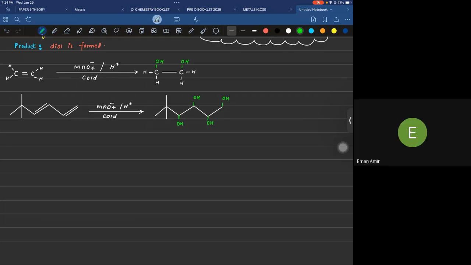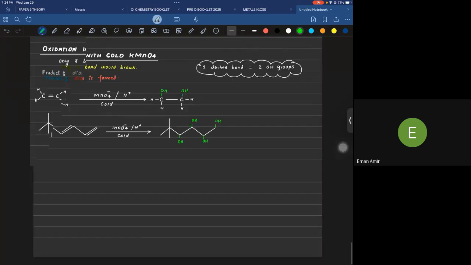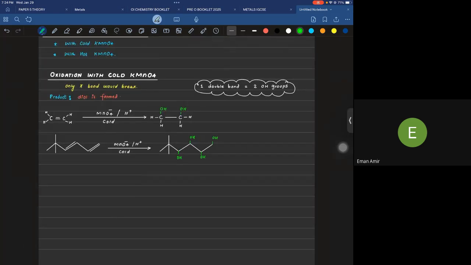Sir, can you minimize your screen? I want to take a screenshot of this whole thing. Okay, sir, I took it. You can do it normally.